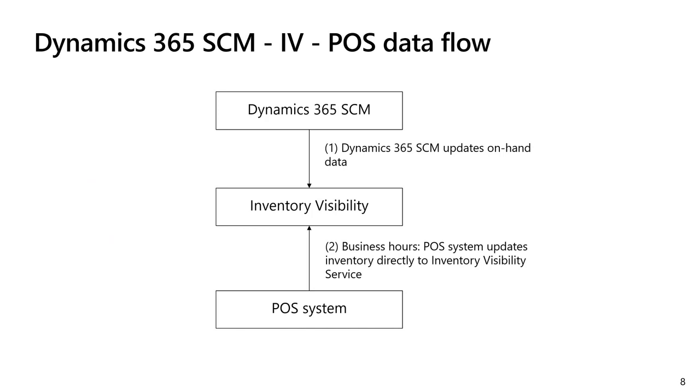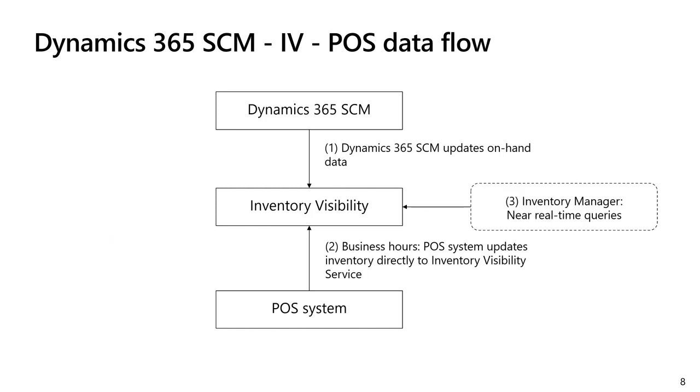This makes the inventory visibility service the single source of truth during the business hours. There are advantages to this approach. Firstly, we leverage the performance of the inventory visibility service as well as the potential extension possibilities provided by the Power Platform. And secondly, during the business hours, inventory managers, even without access to Dynamics 365 or the POS system, can make queries to the inventory visibility service with API calls.